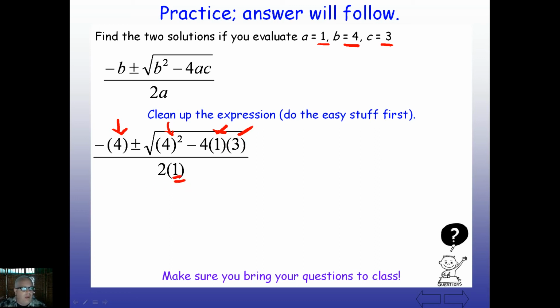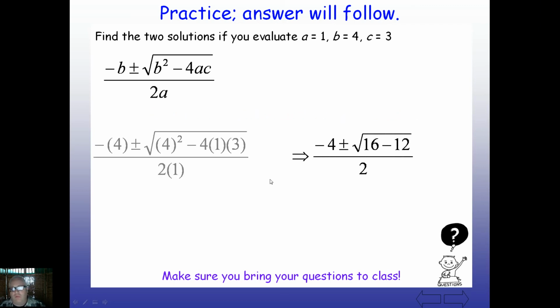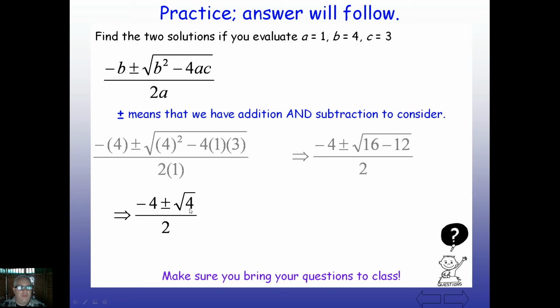Okay. And now let's go ahead and clean this up. First we have the opposite of 4, and inside this radical sign you've got 4 squared. Well, what's 4 times 4? That's 16. And then if we multiply backwards again, 3 times 1 times negative 4. So we end up with something like this. Negative 4 plus or minus the square root of 16 minus 12, all of that over 2, because 2 times 1 is 2. That's pretty straightforward. So let's take care of what's inside the radical. What is 16 subtract 12? Well, that's pretty simple. That's 4. So let's leave the first part alone. We're going to end up with negative 4 plus or minus the square root of 4 over 2.